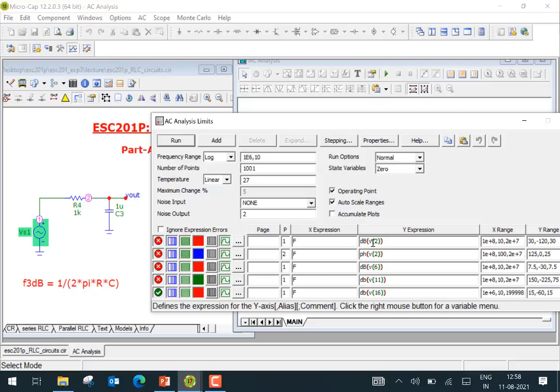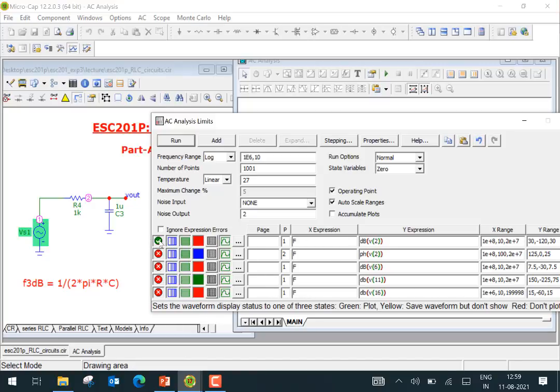Note that we are plotting V2. The output voltage is V2. So we are plotting V2 as a function of frequency, and we are taking it in decibels. We are taking 20 log of V2 because that helps us to see what is the 3 dB frequency of the filter here. There are other variables that are for different parts, so don't worry about it. Let's focus on the first part here.